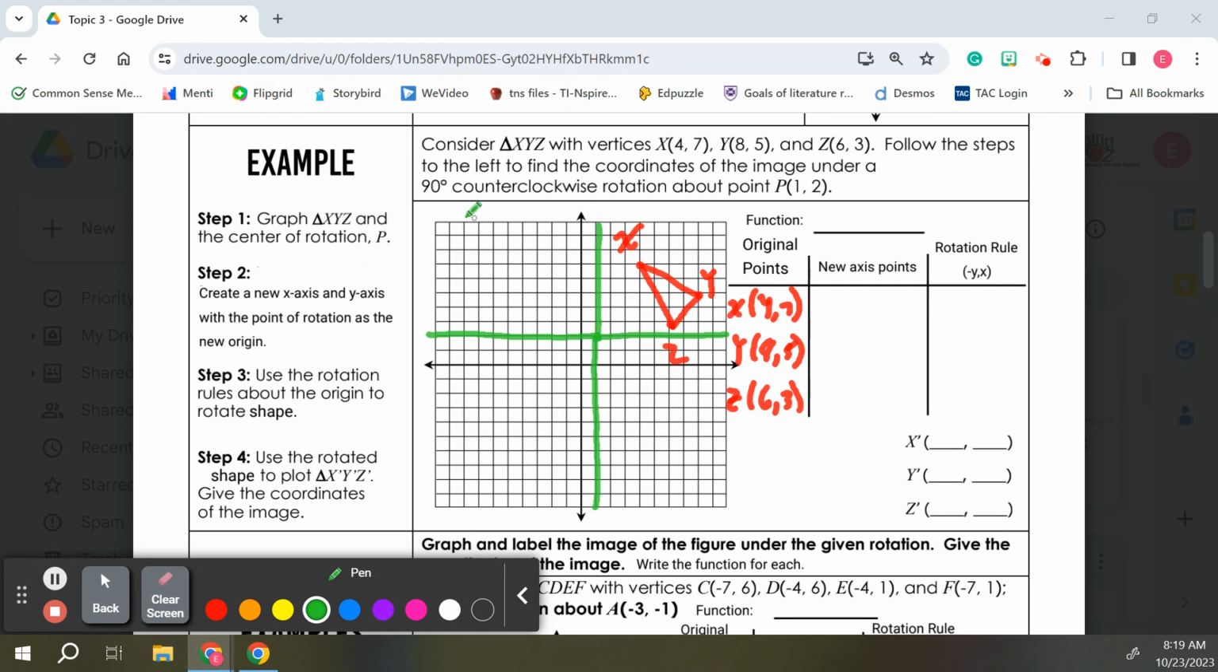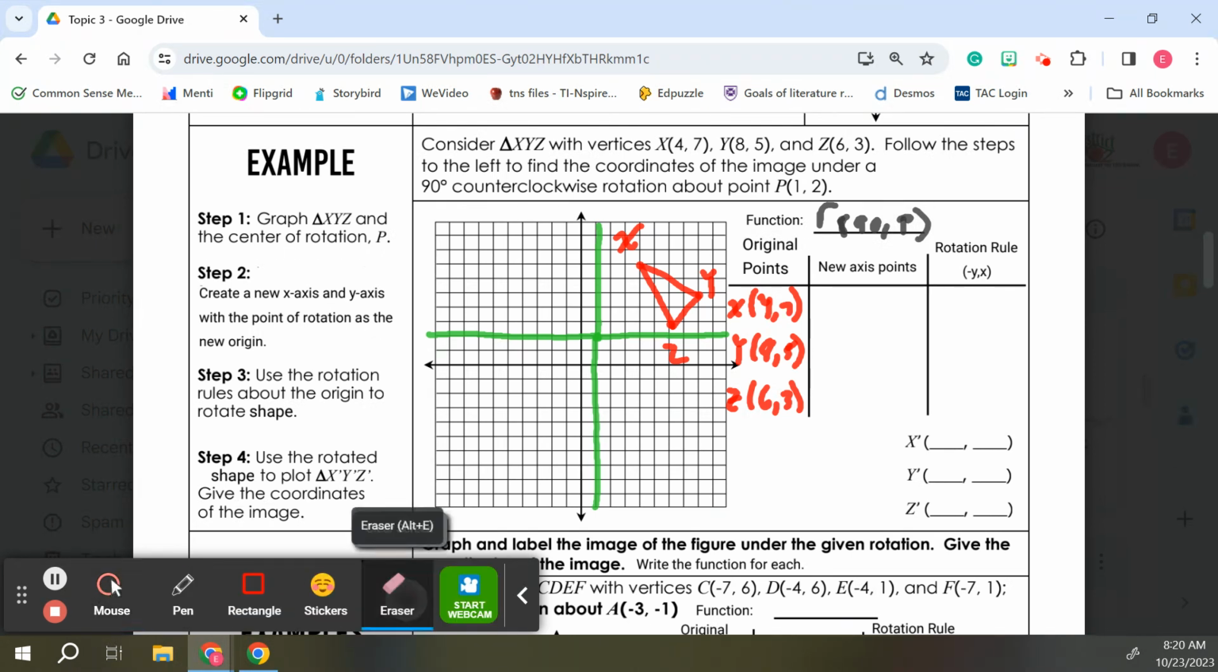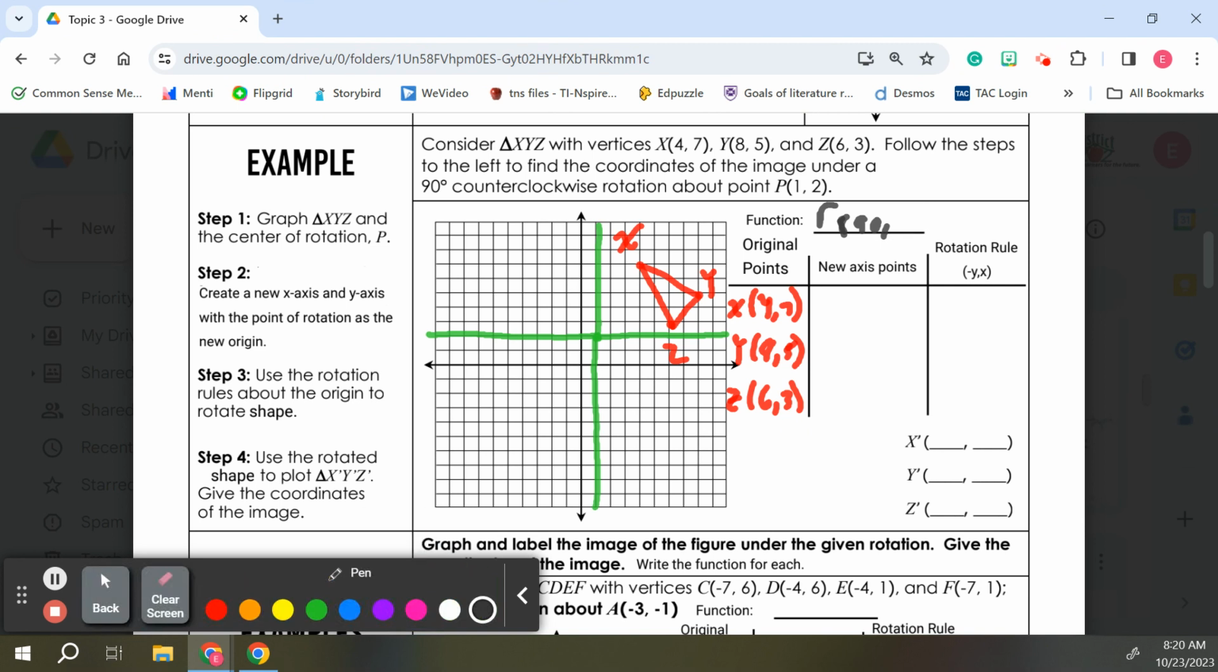Okay, so before we get into this new stuff, I want to talk about the function notation real quick. The function notation is going to look like this. We're going to use lowercase r, and put parentheses around it. Now they're saying 90 degrees counterclockwise. So is the 90 going to be positive or negative? Positive, okay. So it'll be 90 degrees counterclockwise. And I'm putting point P here as the point of rotation.